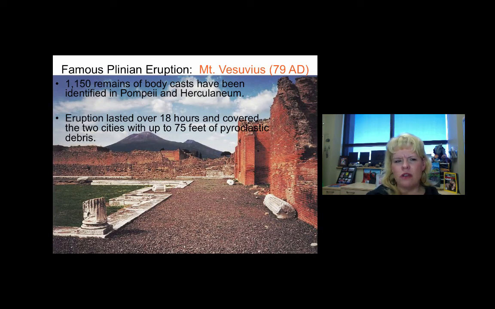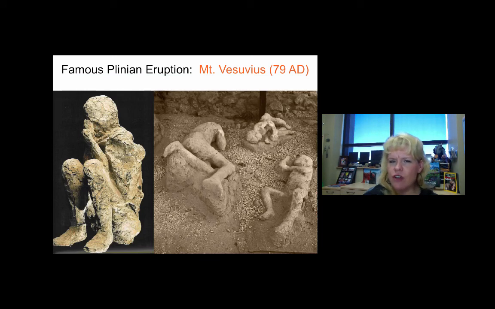So Mount Vesuvius buried 1,150 casts that have been discovered thus far in Pompeii and Herculaneum. This is a very difficult set of images to look at once we see the cast of the humans. And you have to imagine that the actual eruption lasted most of a day, but it buried these towns in up to 75 feet of pyroclastic flow debris. So the people who were there didn't stand a chance. If they got in the pyroclastic flow, they would die. So you had to be away from the volcanic activity in order to survive. These are difficult images. Nevertheless, they are what's famous about Pompeii and the Mount Vesuvius eruption.